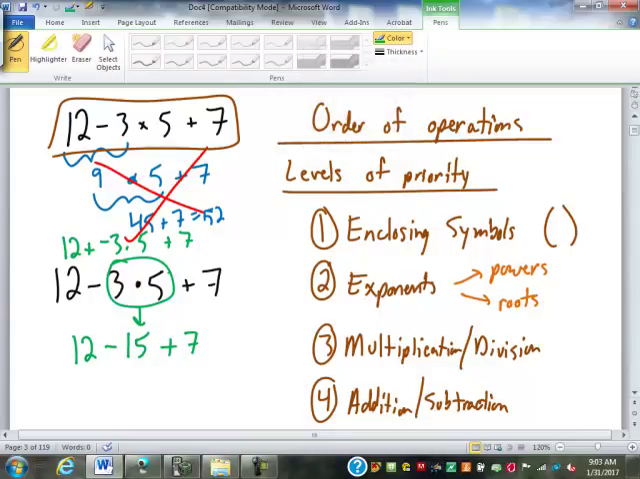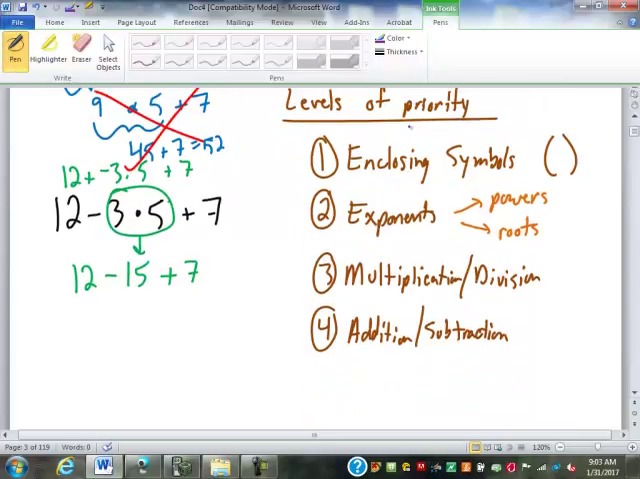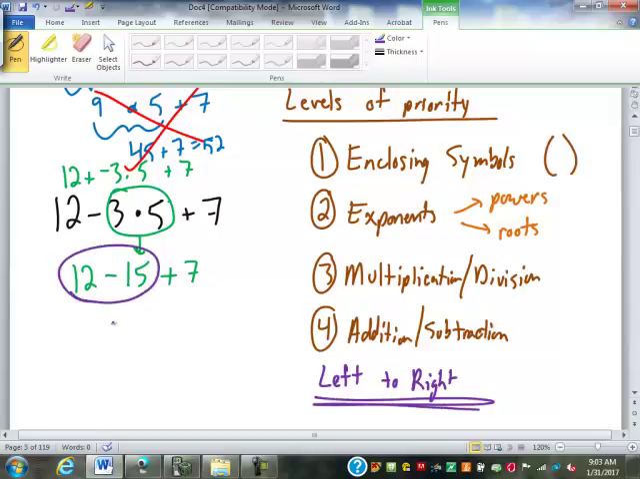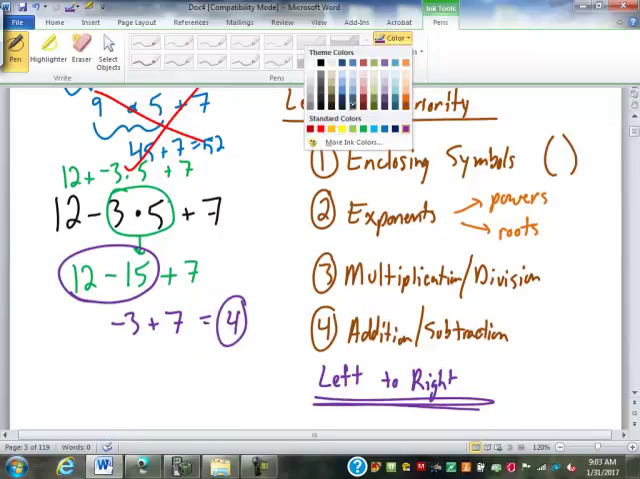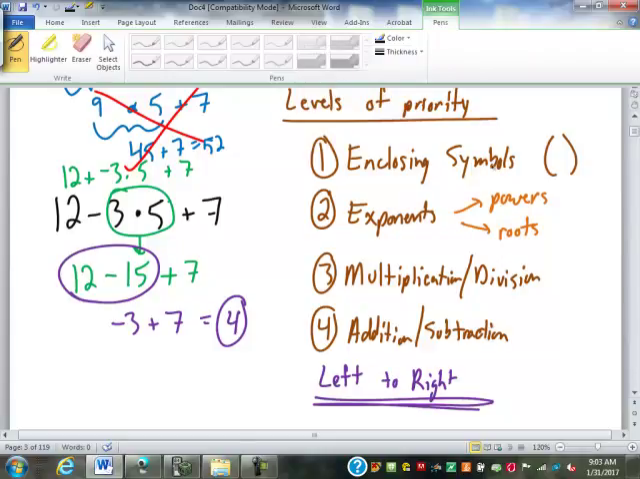Now all that's left is addition or subtraction. And when there is more than one item on the same level of priority, then we do, like reading a book, go left to right. So we're going to do the 12 minus 15 first, is negative 3. Negative 3 plus 7 is 4. So the correct answer to that is 4. Way different than the 52 we had before.